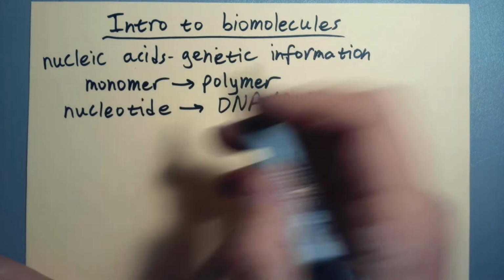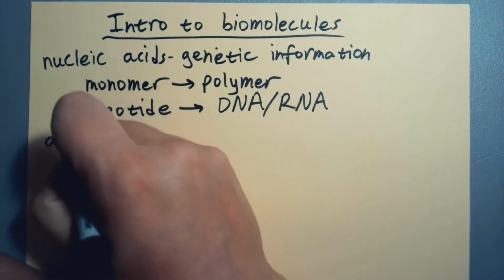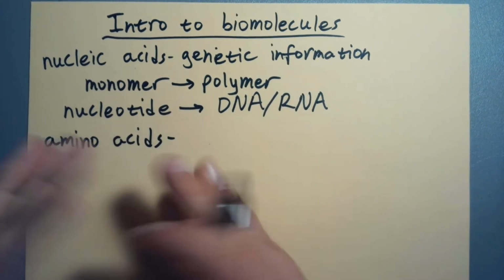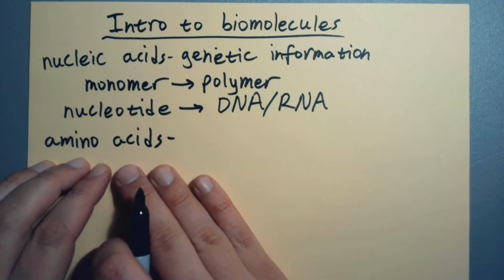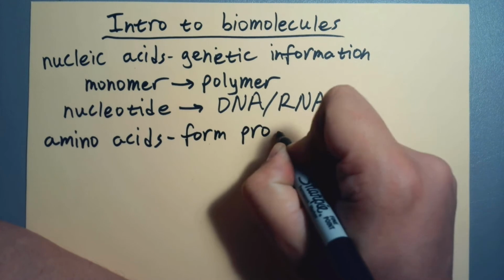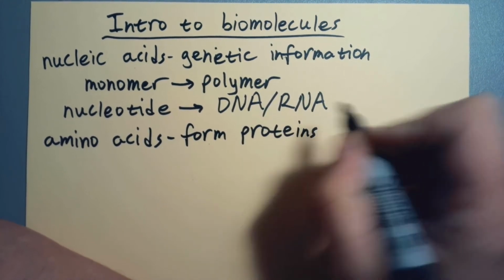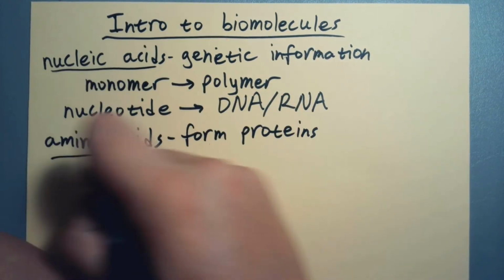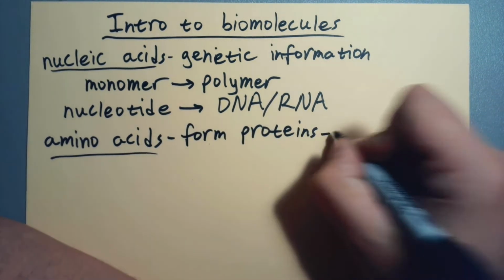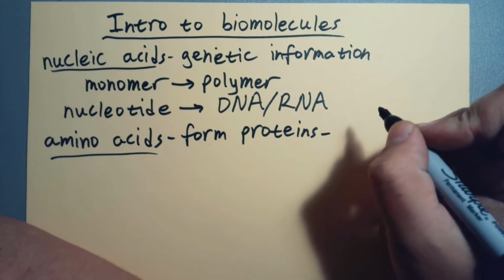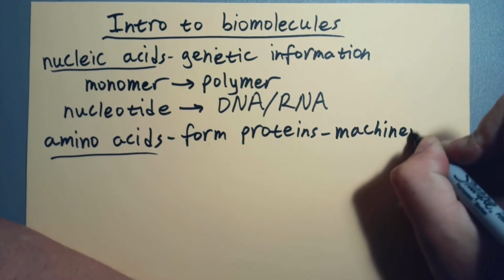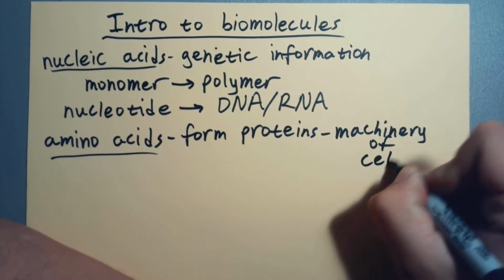And then we are going to talk about amino acids. These are what proteins are made out of, and so these form proteins. This is probably my favorite of the 4, by the way, the amino acids. I was really interested in proteins when I first became a chemist, and so I really enjoy talking about them. These proteins are like the machinery of the cell. That's kind of the function here.